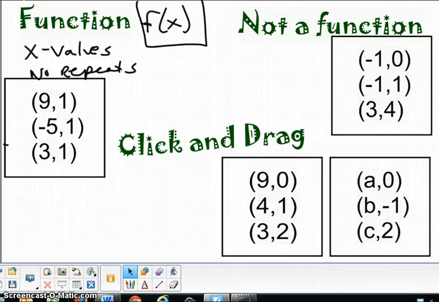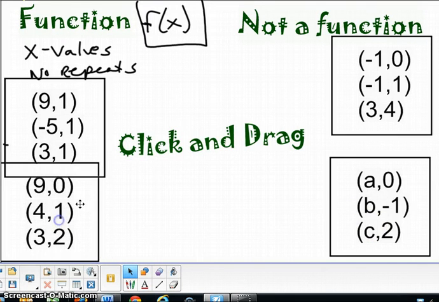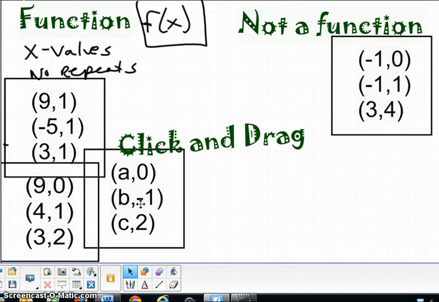So let's go ahead and move that to the function side. So next part, go ahead and click and just write down which ones are functions of the last 2, and if they are a function or not. So if you put them both under function, you are correct.